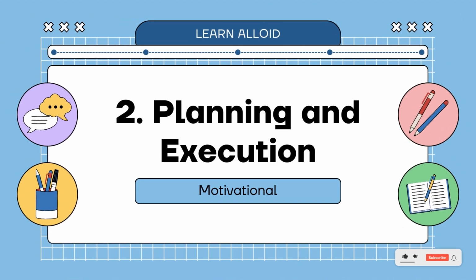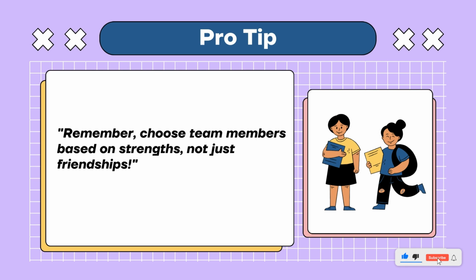Alright, once you've picked your topic, it's time to move to the next phase: planning and execution. This is where ideas turn into reality. Start by forming a team. Choose peers who complement your skills. For example, if you're great at coding, find someone strong in research or presentation skills. Remember, choose team members based on strengths, not just friendships.